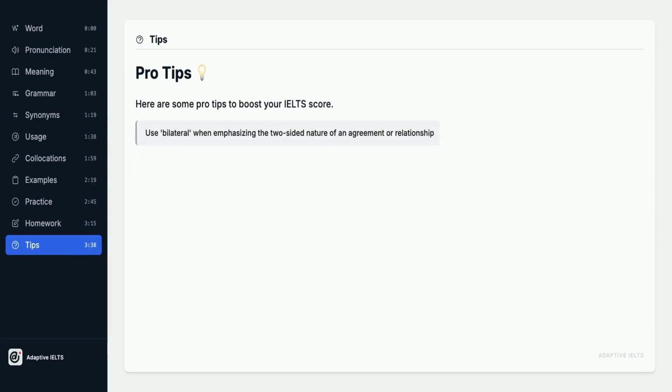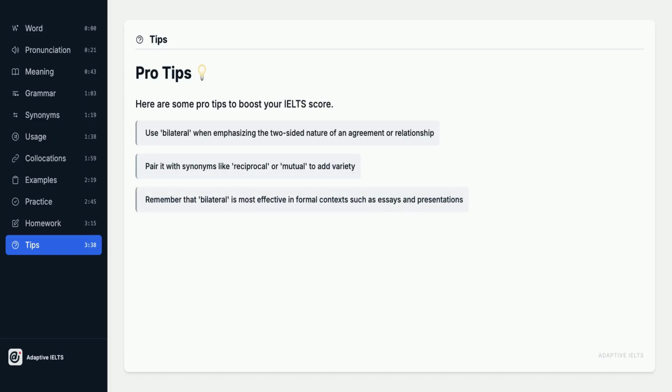Here are some pro tips to boost your IELTS score. Use bilateral when emphasizing the two-sided nature of an agreement or relationship. Pair it with synonyms like reciprocal or mutual to add variety. Remember that bilateral is most effective in formal contexts, such as essays and presentations.